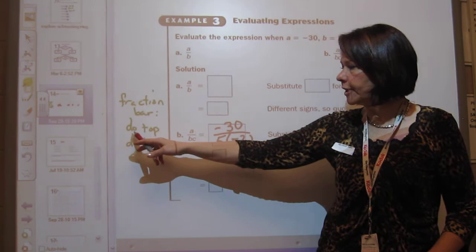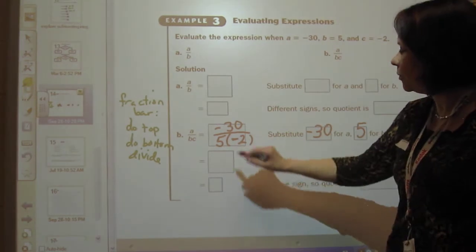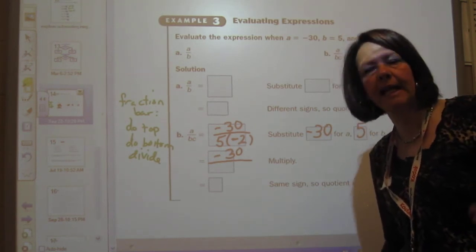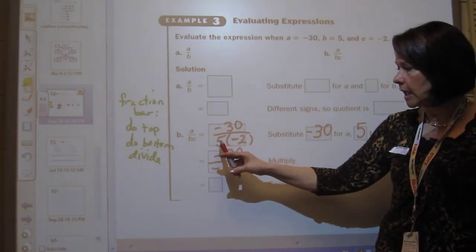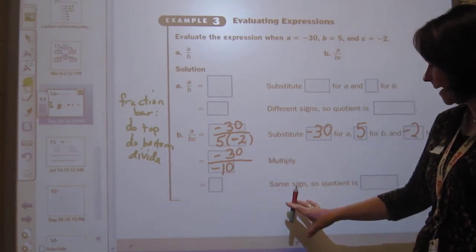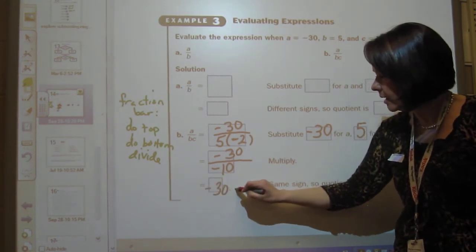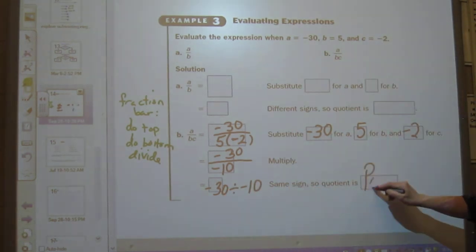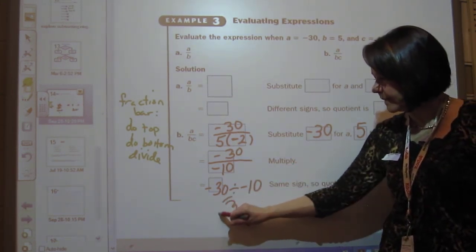Remember, a fraction bar, you do the top, do the bottom, and then divide, because the fraction bar is a grouping symbol. So now we're going to have negative 30 on the top. We did the top. Now we're going to do the bottom. 5 times negative 2, negative 10. Because is there an even amount of negatives? No, there is not. So the answer is negative. Last step. We're going to divide. Negative 30 divided by negative 10. Do the numbers have the same sign? Yes, they do. So the quotient or the answer will be positive. So 30 divided by 10 is 3.